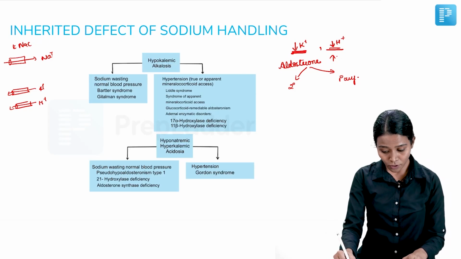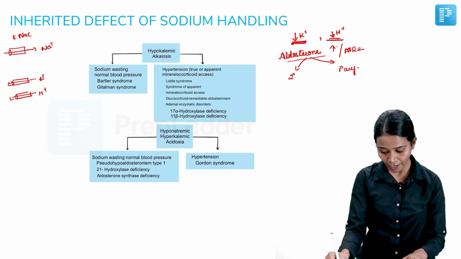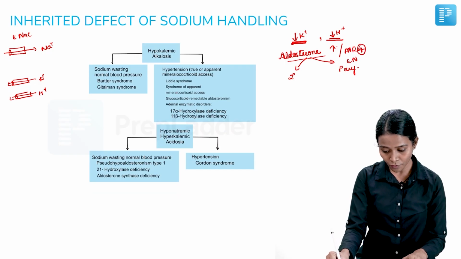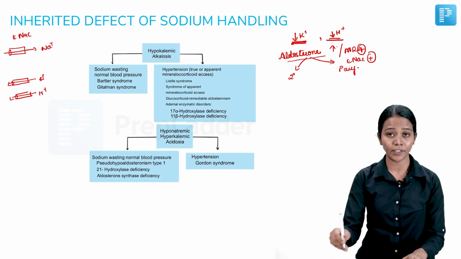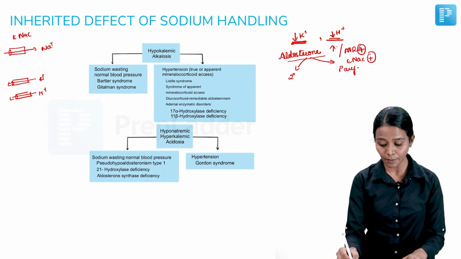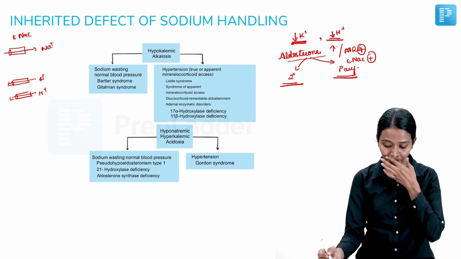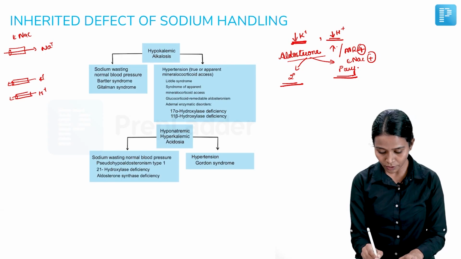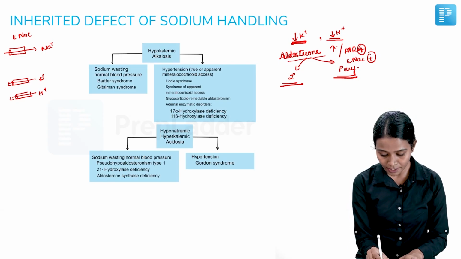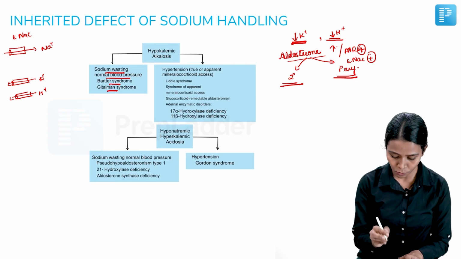Now it can be because of increased aldosterone enzyme, or it can be because of aldosterone or mineralocorticoid receptor activation, or it can be because of ENaC activation by itself without even involving aldosterone. Okay, so aldosterone can be increased primarily or aldosterone can be increased secondarily. Okay, now let's look into this classification. The first thing is there is sodium wasting and normal blood pressure, Bartter and Gitelman syndrome. Okay, I'll let you know what happens in these two situations.